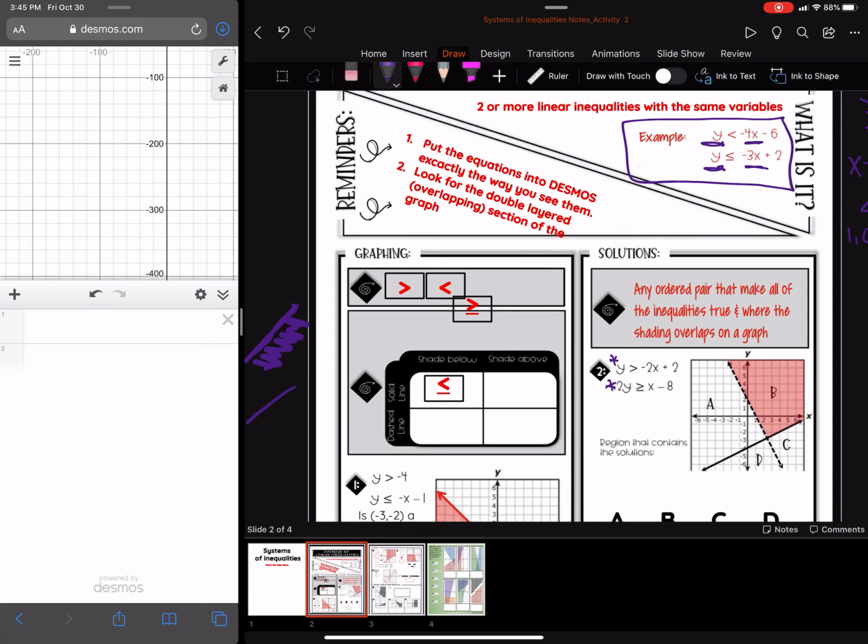What if we had a solid line and shaded above? That would be greater than or equal to. Because again, equal to because it's a solid line, but shaded above because it's the greater than.